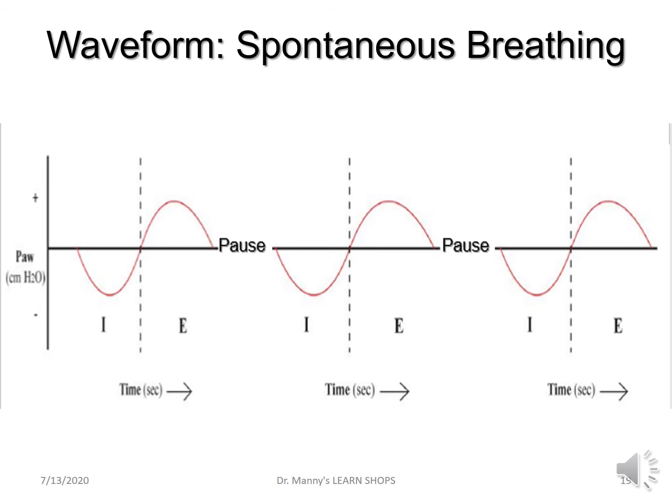It's a graphical representation of inspiration and expiration, and it's measuring the pressure within the airways, which can be positive and it can be negative, and it's measured in centimetres of water. During inspiration, we said the diaphragm moves down, the intercostal muscles contract, the thorax moves out, the chest becomes bigger. This creates a negative pressure, which is represented by the I below the zero baseline. Gas moves into the lungs.